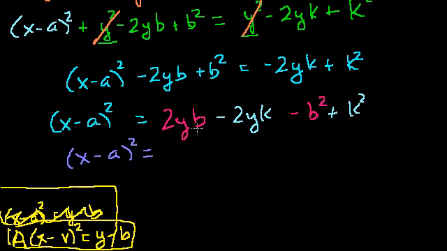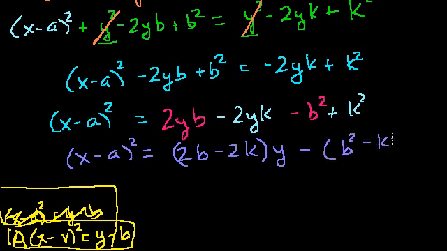So we get x minus a squared is equal to, let's see, if we factor out a y first, we get 2b minus 2k times y. And then I want to make it minus some constant. So this is a constant right here. This is one constant squared plus another constant. So I could make this equal to minus, let me think about this. This would be minus b squared minus k squared, right? If I expand this minus out, you would get minus b squared plus k squared. So this is the same thing right there. And let's see, can I factor out?